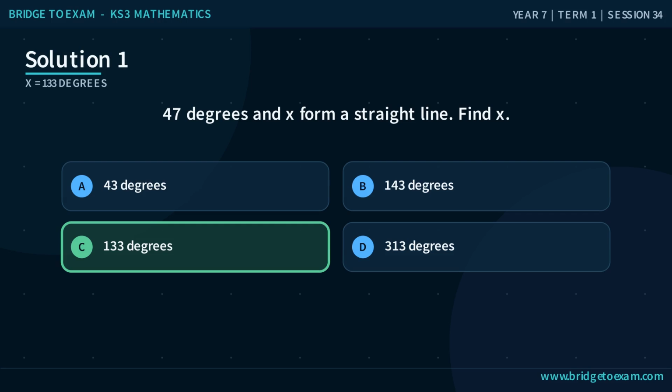Option C is correct. X equals 133 degrees. 47 plus x equals 180, so x is 180 minus 47.